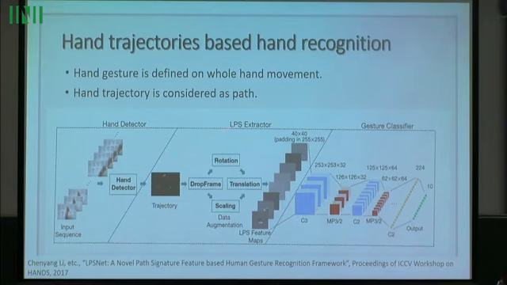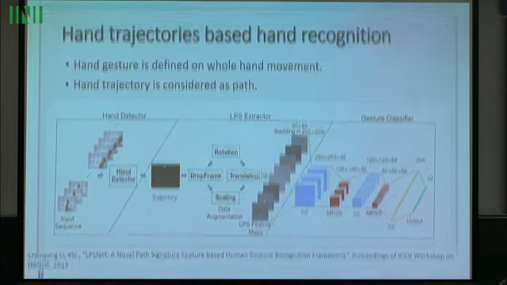And we do the data augmentation by rotation, translation, scaling, and random dropping. And after we do the augmentation, we can use path theory to extract the log path signature features. And then these features will be fed into a classifier, which is a typical CNN-based classifier. This is our general framework. I will explain one by one.